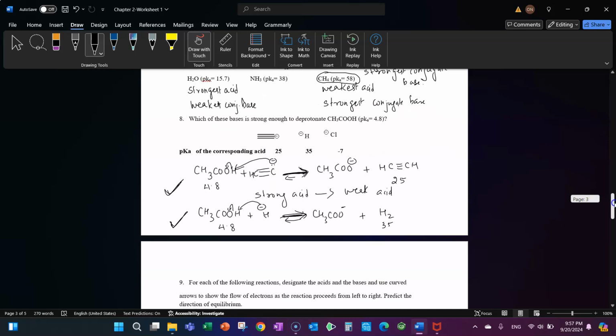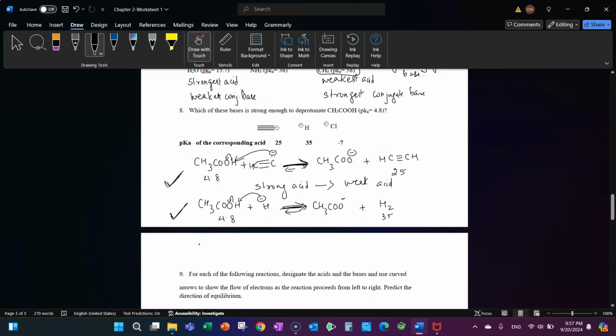Now let's check the third one. I'll write it down on the next page here. Same here, we have CH3COOH reacting with chloride, Cl minus, and then we show the electron movement through arrows, and here we have CH3COO minus, and the product is HCl. That's the acid for this conjugate base. The pKa of this acid is -7.